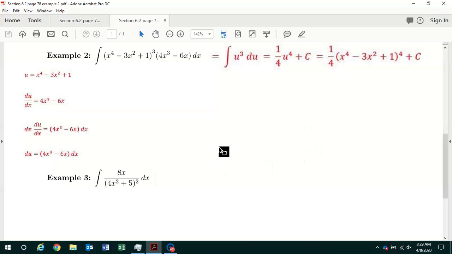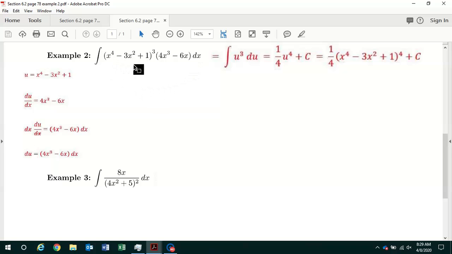In example 2, we've got to find the antiderivative of (x to the 4th minus 3x squared plus 1) cubed times (4x cubed minus 6x) with respect to x. So this is a big function. We've got to find the antiderivative with respect to x.